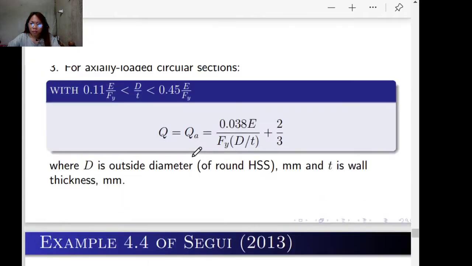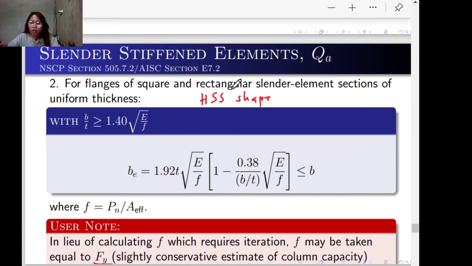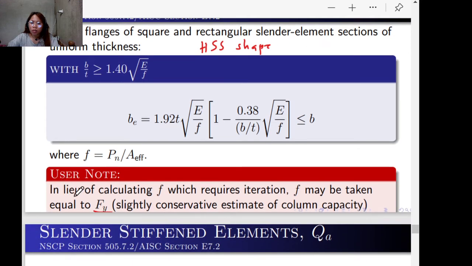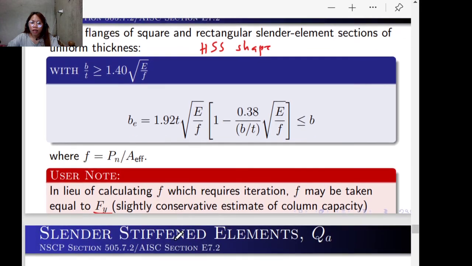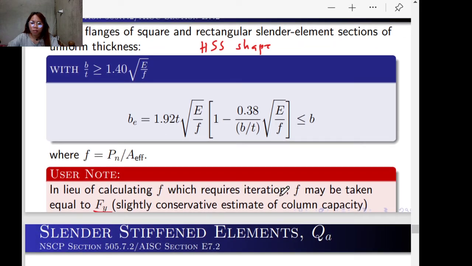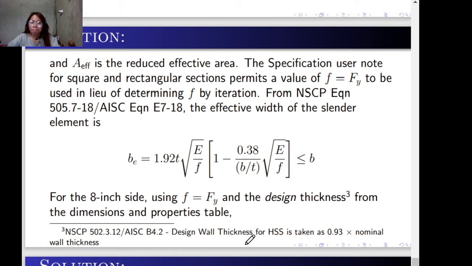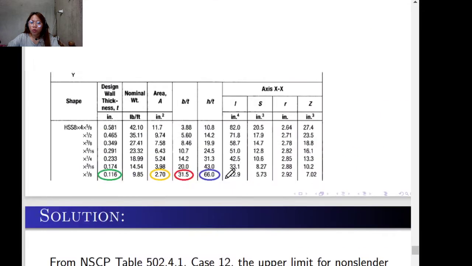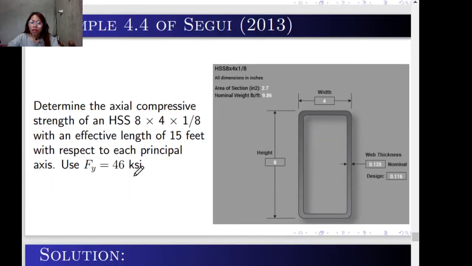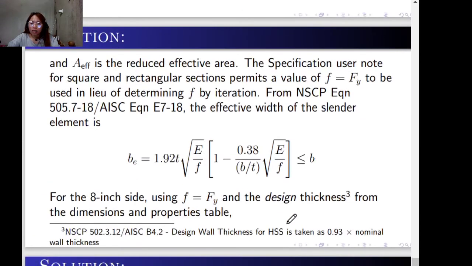Let us go back. Second, for flanges of square and rectangular slender element sections of uniform thickness, HSS, now, the user note we have here says in lieu of calculating f, which requires iteration, f may be taken equal to Fy, no? So f is equal to Fy. And Fy is given, right? Fy is equal to, as given in the problem, 46 ksi.